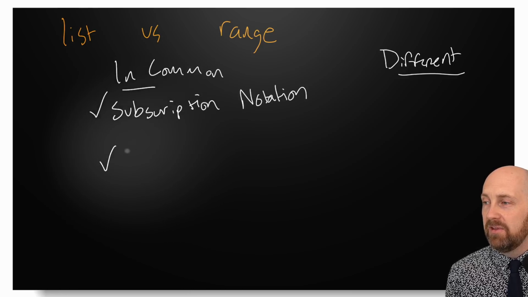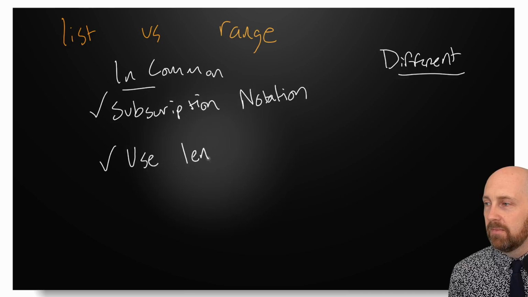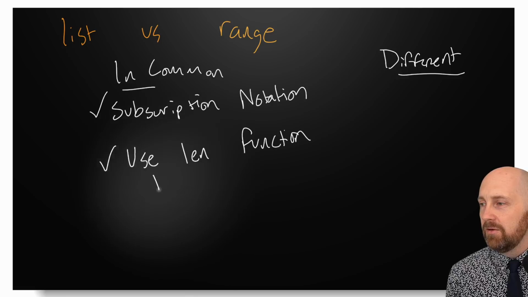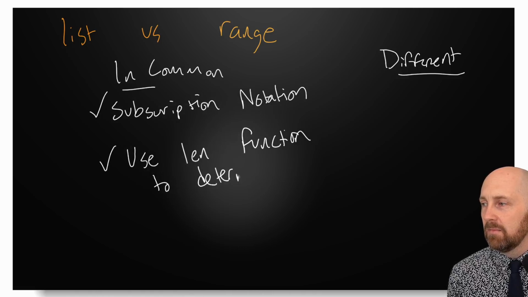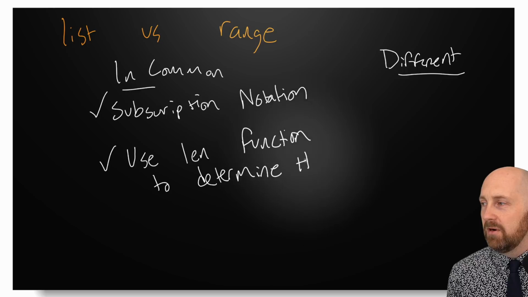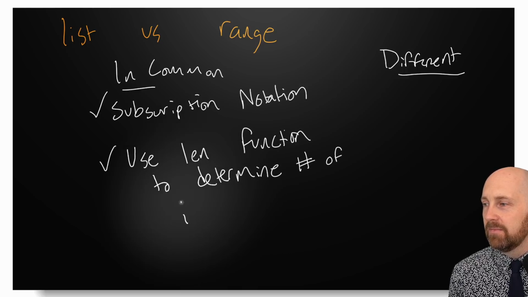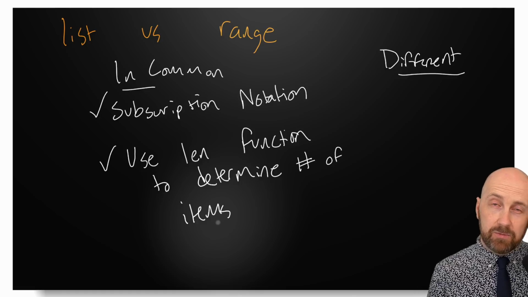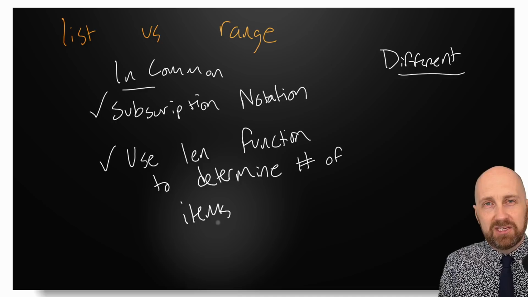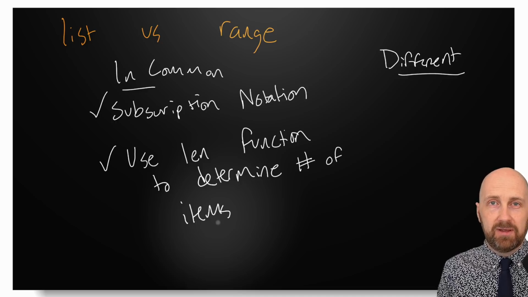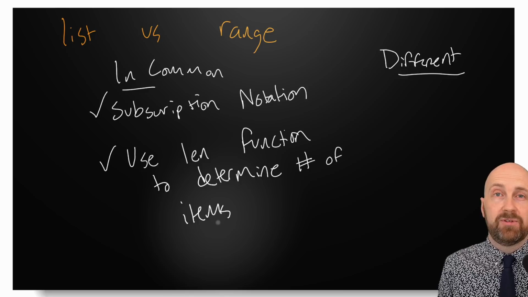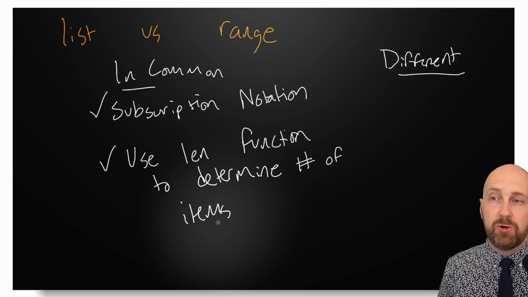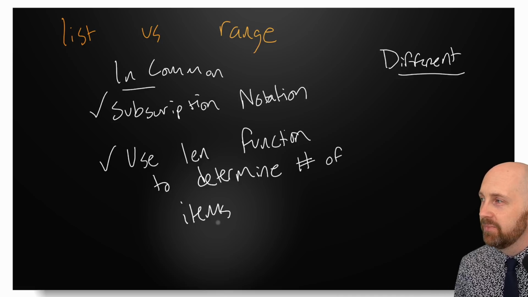We can use the length function to determine the number of items. And this is kind of a weird thing to think about in the context of a range. What do you mean the number of items? Well, if we think about each of the values that's in the range, those are our items, and we access them through the subscription notation. So length just tells us how many valid items there are, and we could write a loop that moves through each of the items in our range.